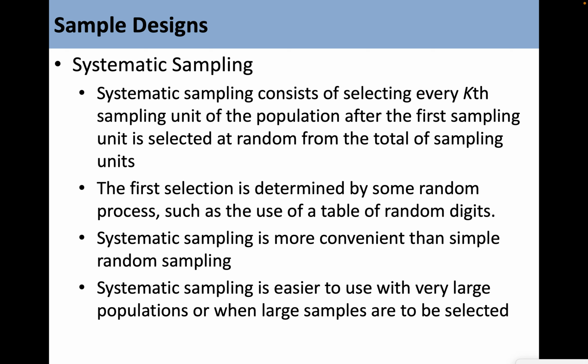Systematic sampling consists of selecting every kth sampling unit, every 10th one, or every 5th one, or every 7th one of the population after the first sampling unit is selected at random from the total sampling units. The first selection is determined by some random process, such as the use of a table of random digits. Systematic sampling is more convenient than simple random sampling. Systematic sampling is easier to use with very large populations or when large samples are about to be selected.